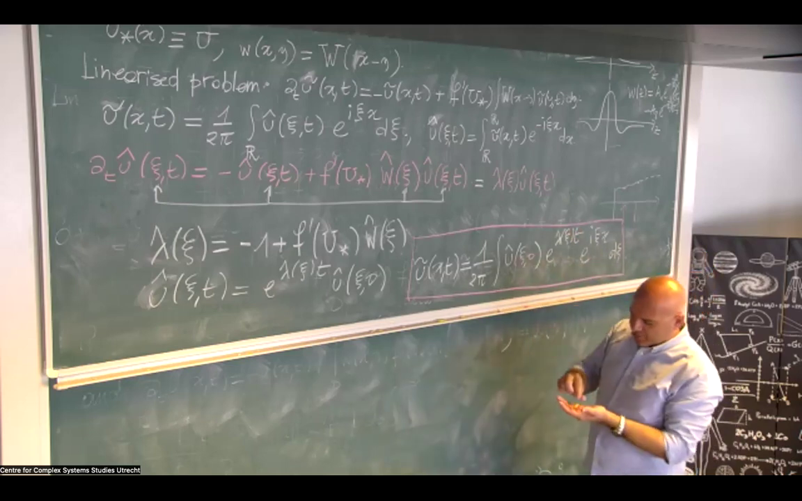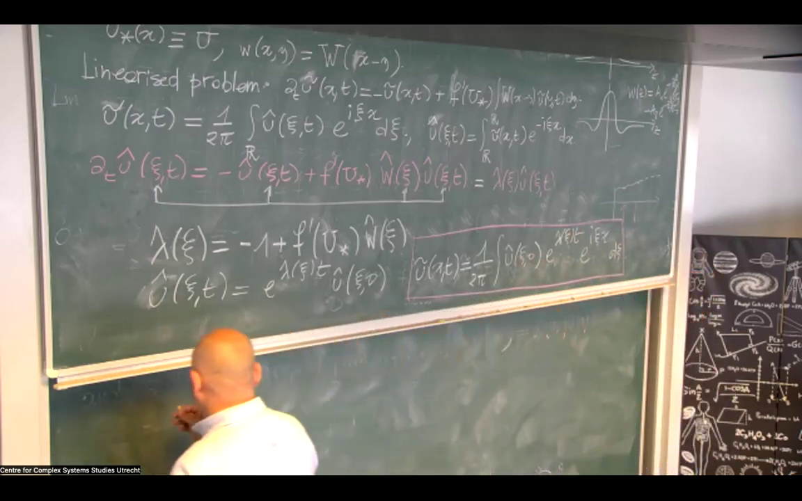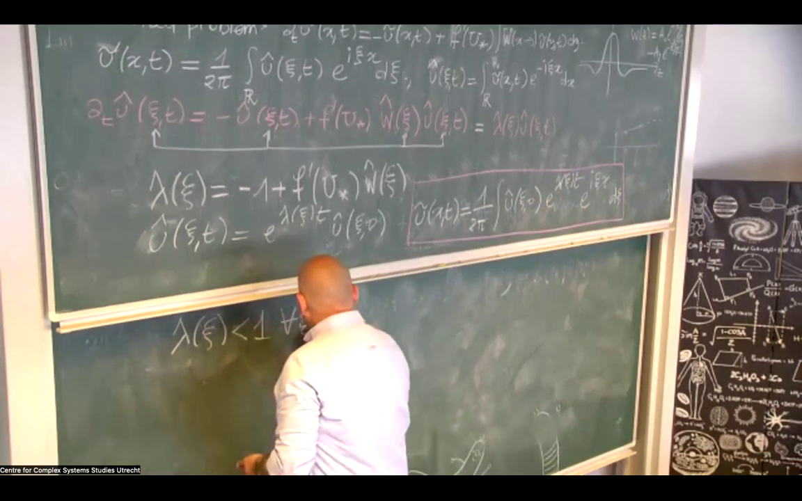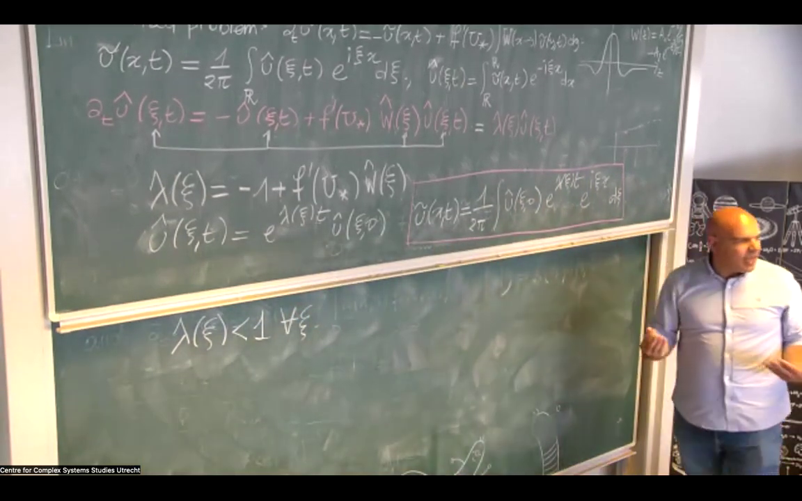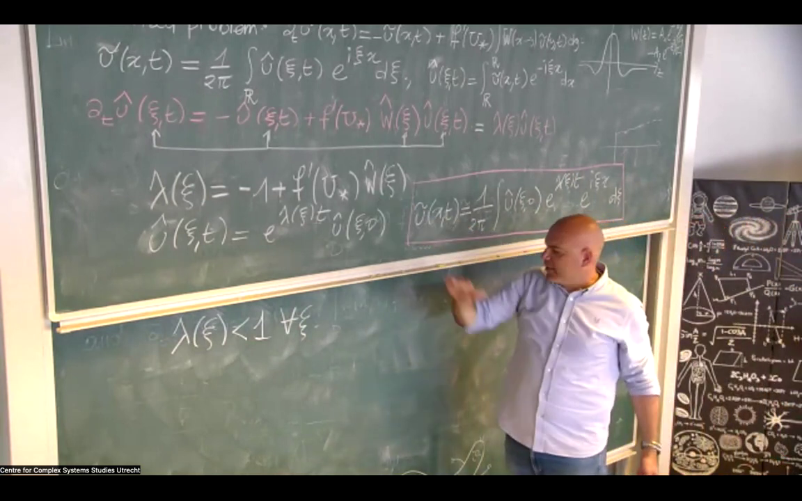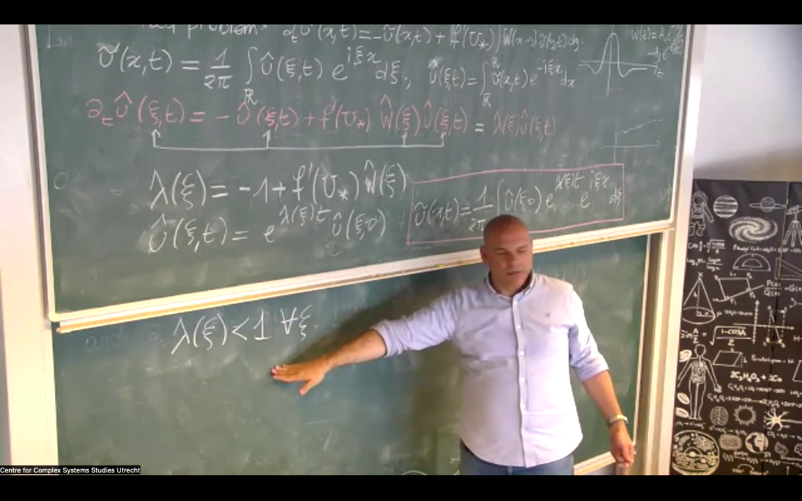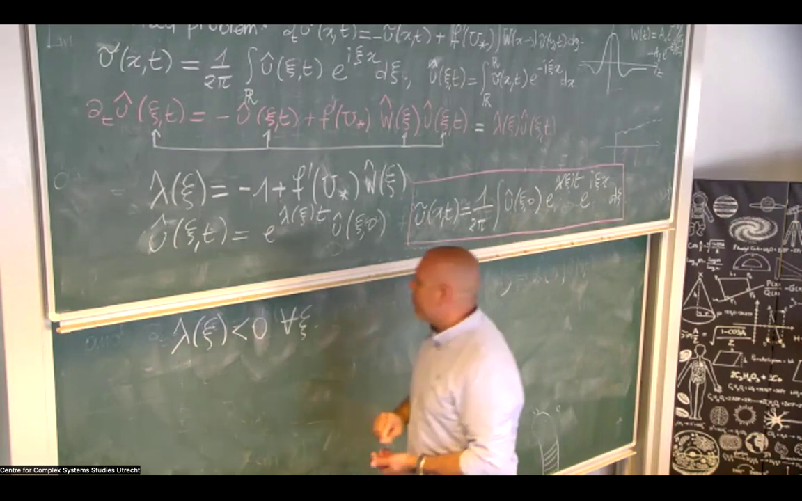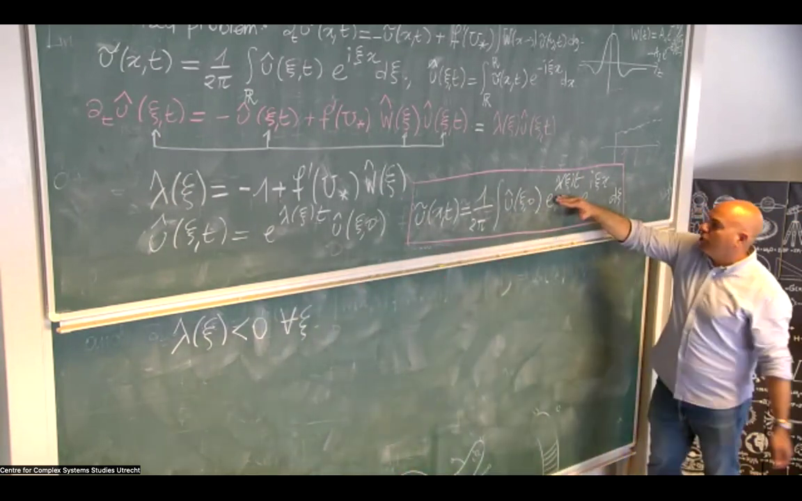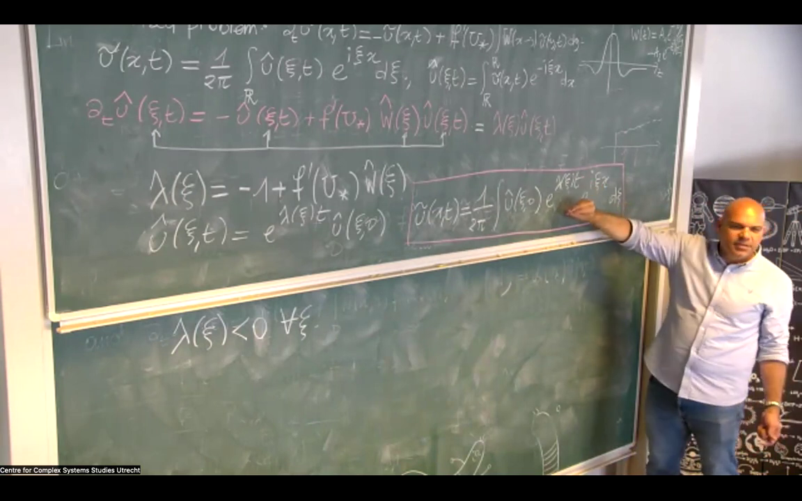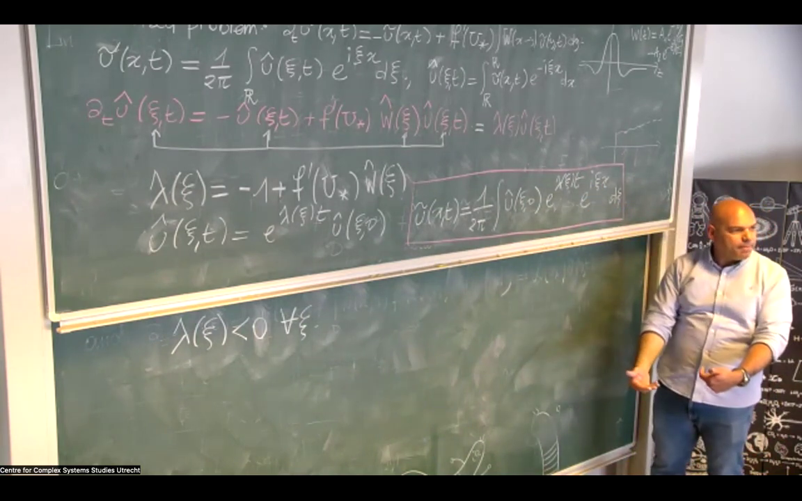And therefore I have a sufficient condition for linear stability, that is lambda psi has to be less than 1 for all psi. So if my perturbations are to be stable, this lambda psi has to be less than 1 everywhere. Sorry, less than 0, what am I saying? Less than 0 everywhere, so that all the psi modes will be damped, and I'm going to go back to equilibrium.